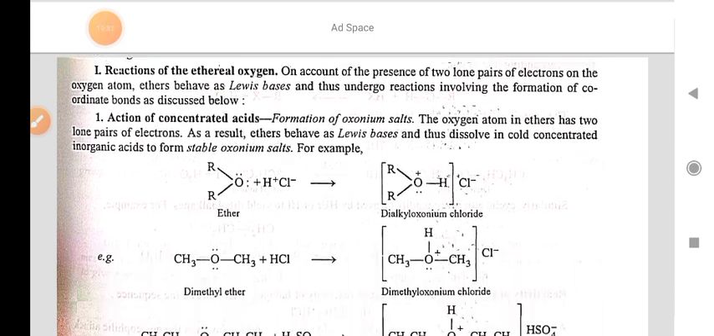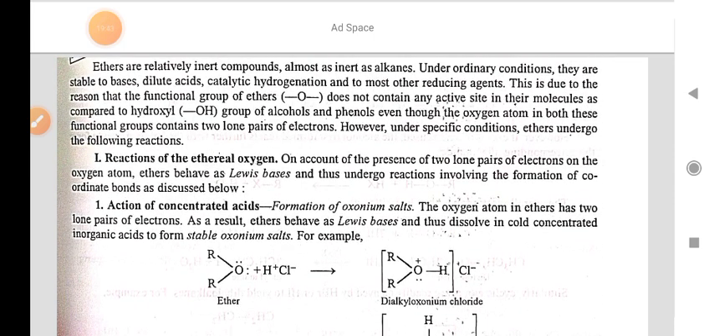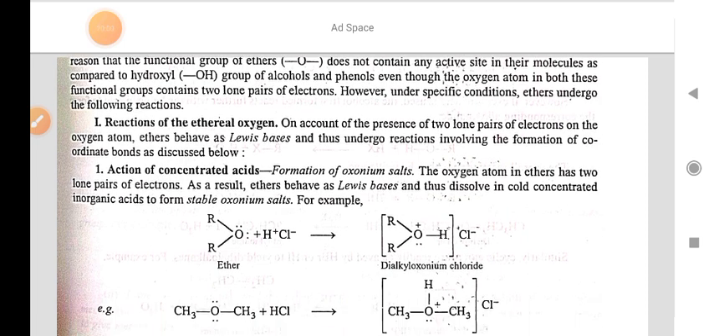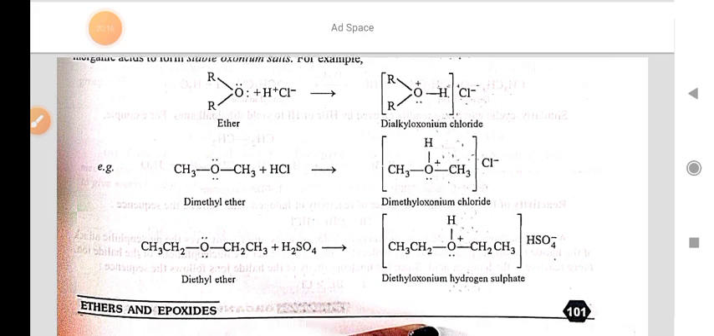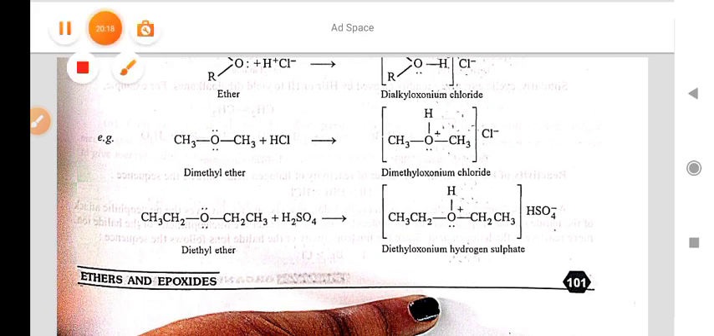Reactions of the ethereal oxygen, on account of the presence of two lone pairs of electrons on the oxygen atom. Ethers behave as Lewis bases and thus undergo reactions involving the formation of coordinate bonds, as discussed below. Action of concentrated acids, formation of oxonium salts. The oxygen atom in ethers has two lone pairs of electrons. As a result, ethers behave as Lewis bases and thus dissolve in cold concentrated inorganic acids to form stable oxonium salts. For example, ether on reaction with hydrochloric acid gives dialkyl oxonium chloride.